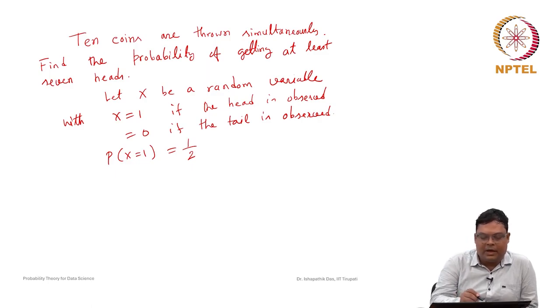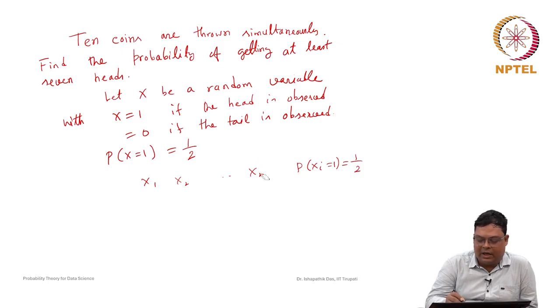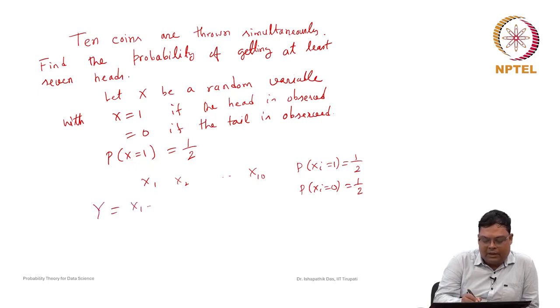Now, 10 coins are thrown simultaneously, that means it is repeated 10 times. So, we have x1, x2, up to xn, all having the same probability mass function, the same as x. That is why they are called identically distributed random variables x1, x2, up to xn. Here n is equal to 10, and the probability of xi equal to 0 is 1 minus p, which is also half. Now this y, we know, is x1 plus x2 up to x10, it has a binomial distribution with parameters 10 and p equal to half.